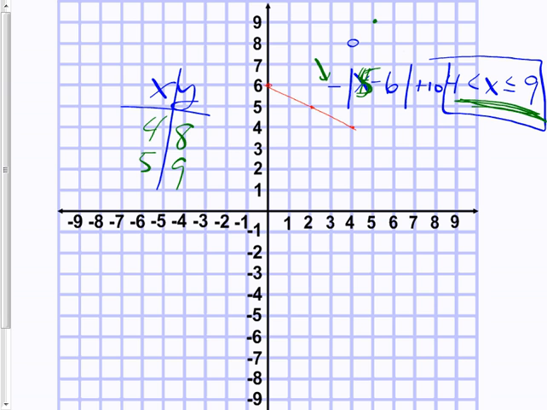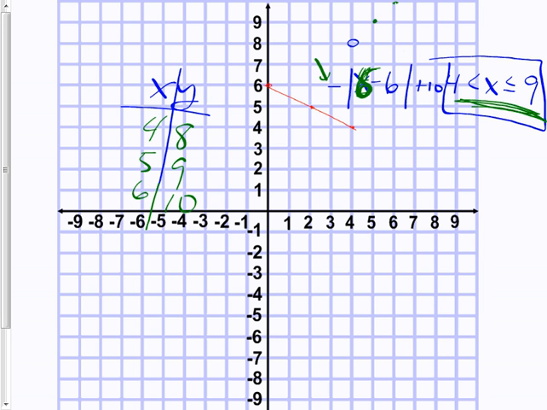Let's try another number, like say 6. If I put in a 6, I have a 6 right here. 6 minus 6 is 0, and it's all 0. Plus 10 makes 10. 6 comma 10. You see the pattern? 4, 8, 5, 9, 6, 10. It's going to keep going. All right, so over 6, up 10. There we go.